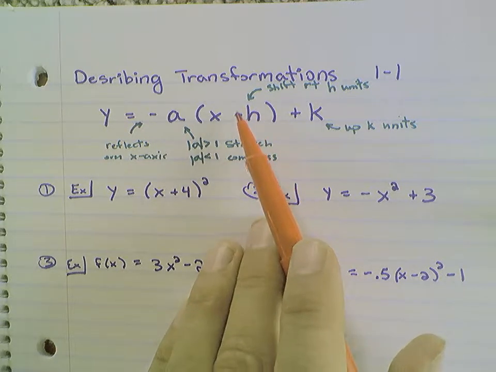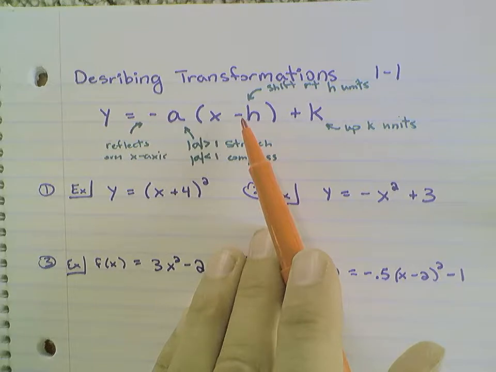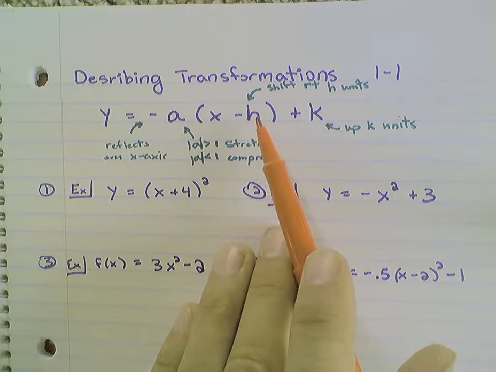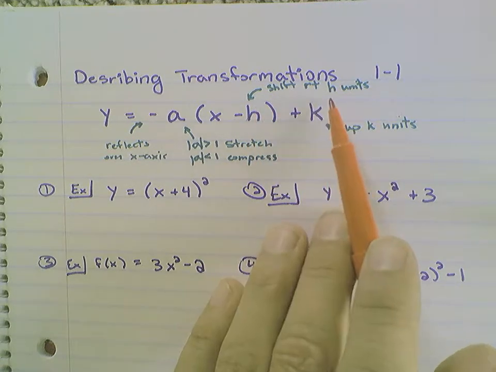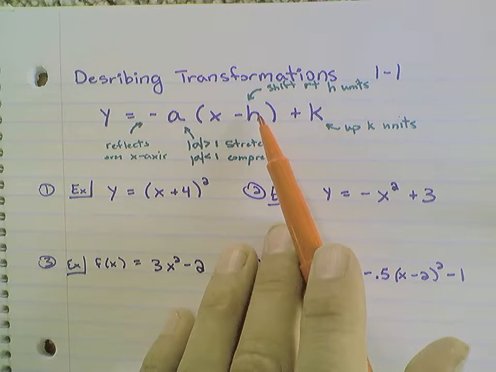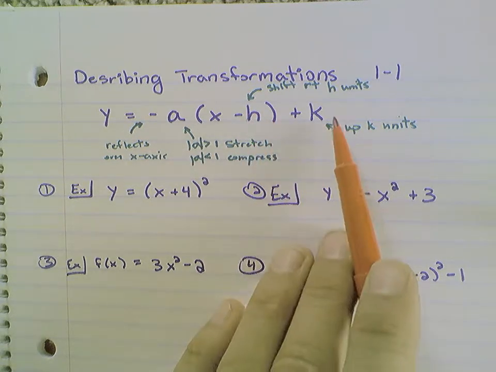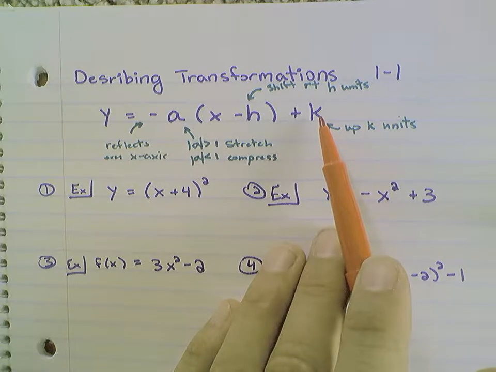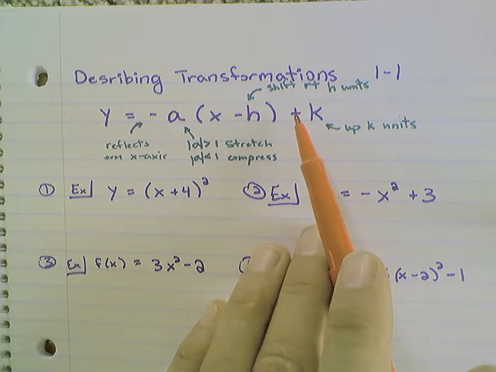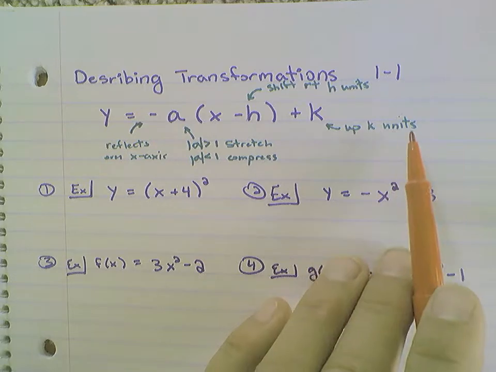Any h on the inside will do the opposite of what you think. So here I have a negative h, so it's actually going to move me right h units. Remember, h stands kind of for horizontal. It'll move me left and right. K is my vertical transformation. K is on the outside. It's positive, so it'll move up k units.